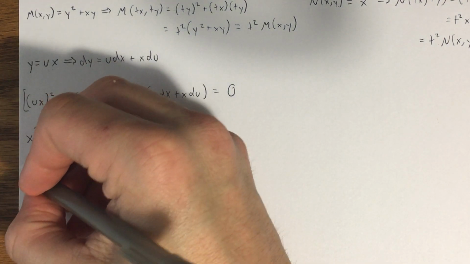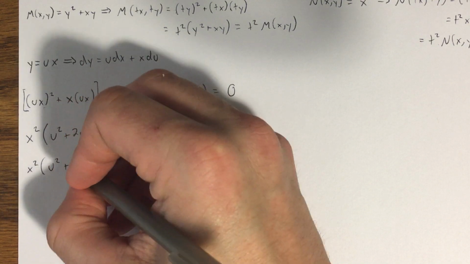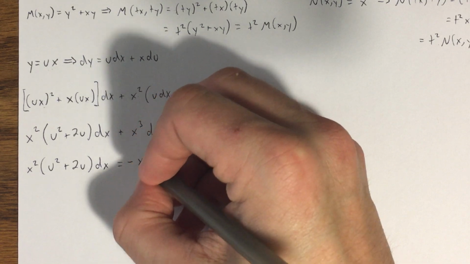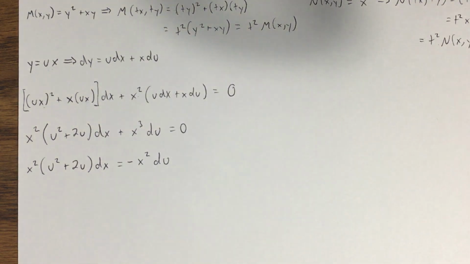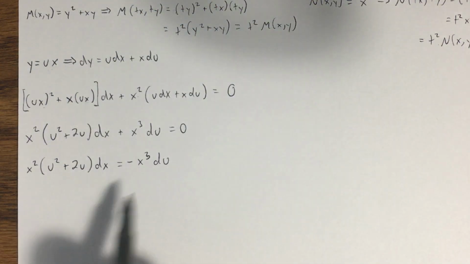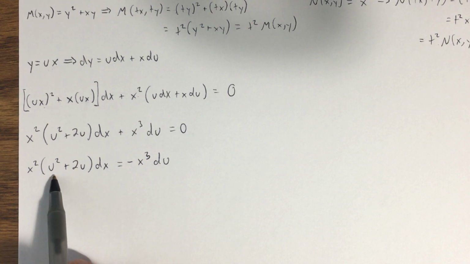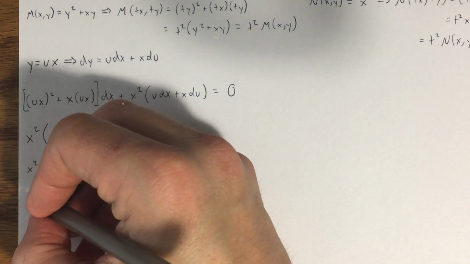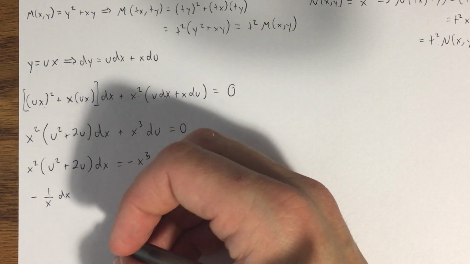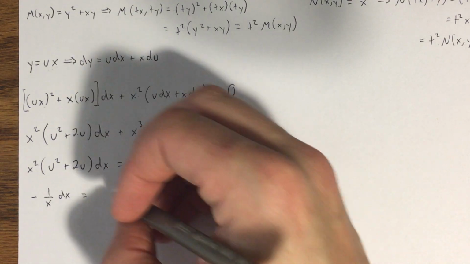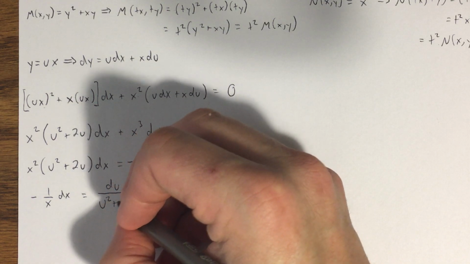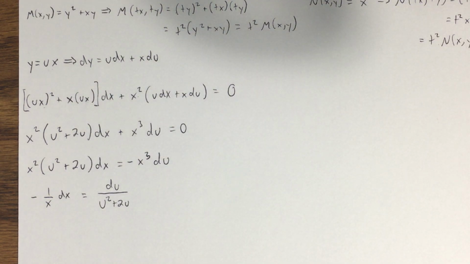Let's subtract that guy over. X squared times u squared plus 2u dx equals negative x squared du over here. So I can divide both sides by, oh, that should be cubed there. I can divide both sides by negative x cubed, and divide both sides by u squared plus 2u. That's going to give me negative 1 over x dx on this side equals du over u squared plus 2u on this side.